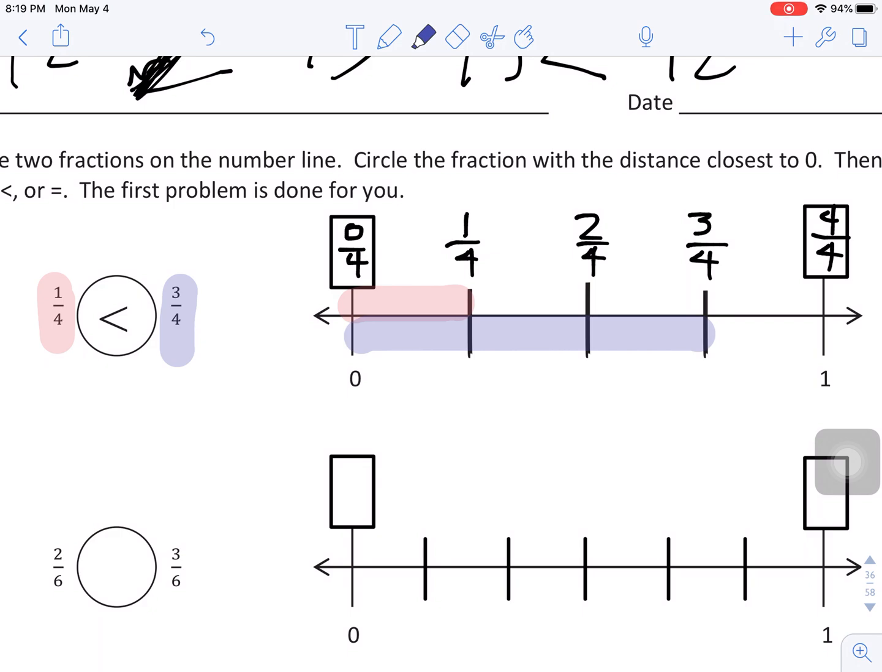It says circle the fraction closer to the 0. We don't need to worry about that. I think we're above that part. But we are going to look and say, okay, well now I've got this pink line here that's pretty short, and this one is much longer. So which one is greater? 3/4 is greater than 1/4. So that's why we'd say, in order, 1/4 is less than 3/4. Okay? So it's pretty easy when they're the same number, the same denominator, the same bottom number. That makes it pretty easy.